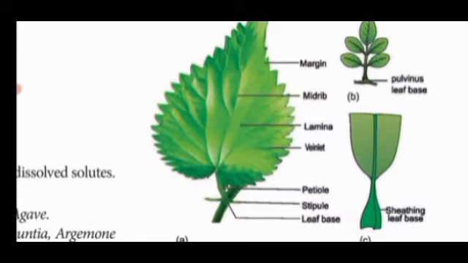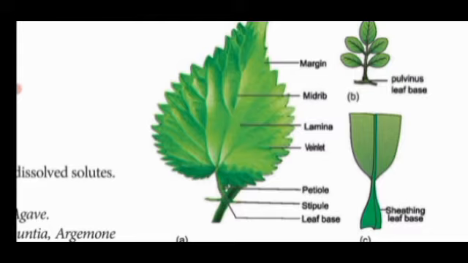The next, primary functions of the leaves. It is involved in photosynthesis, that is preparation of food, transpiration, the loss of water, and gaseous exchange. The exchange of oxygen and carbon dioxide takes place with the help of the leaves. It also gives protection to the buds, that is the developing shoot system. Conduction of water and dissolved solids takes place with the help of leaves.